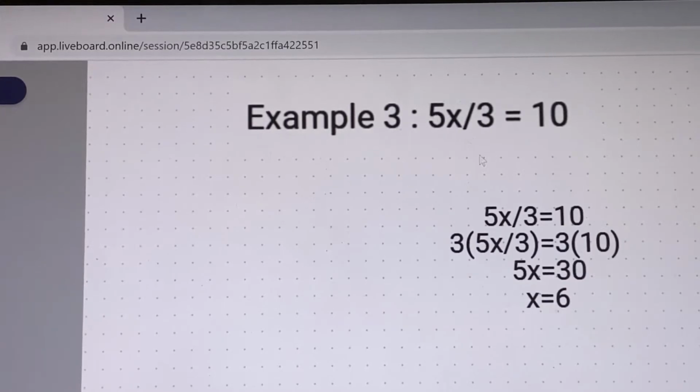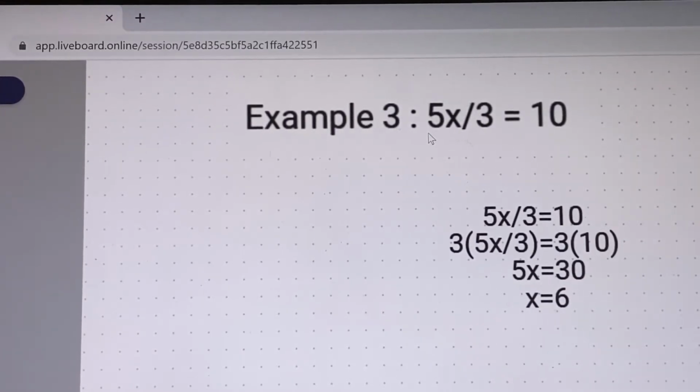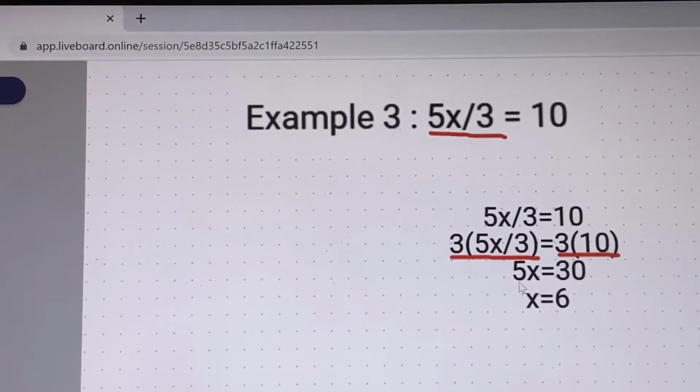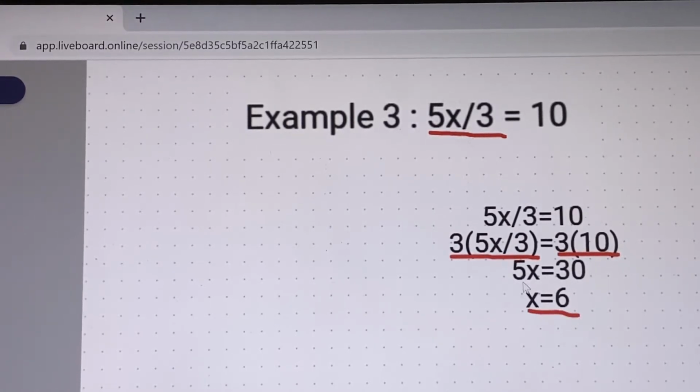Okay, example 3. 5x over 3 equals 10, where x is in a fraction. What we can do is multiply both sides by 3 to get rid of this 3, which multiplies 3 and 5x divided by 3, and then multiply 10 by 3. So 5x equals 30 and x equals 6. Okay, so let's proceed to example 4.